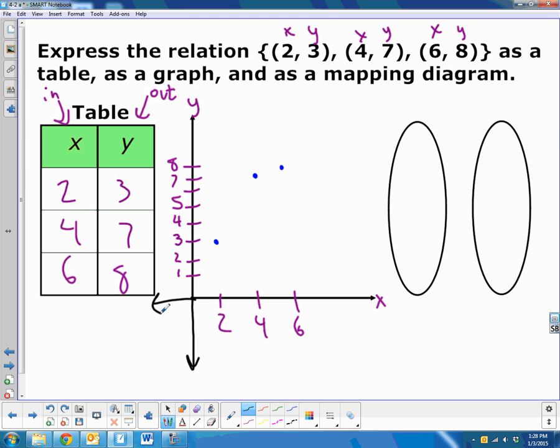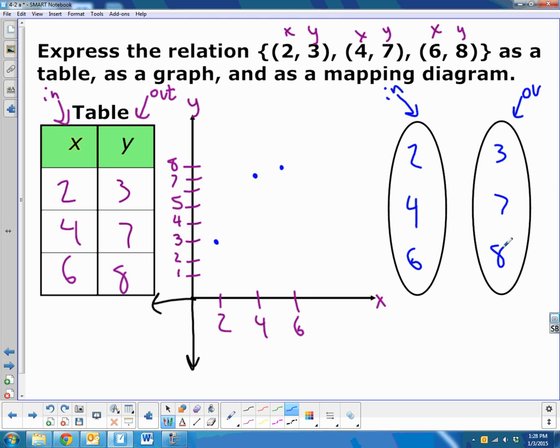Now the mapping diagram. This is one that you have not seen before. Mapping diagrams give us our input. So again, here's the in, here's the out. So a lot like a table. Can't get the T, but that's all right. So my input, my x's, 2, 4, and 6. And my output, 3, 7, and 8.